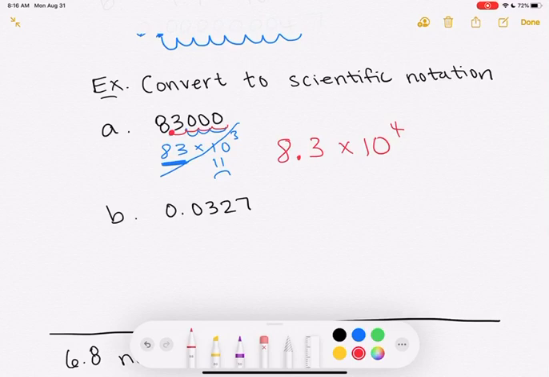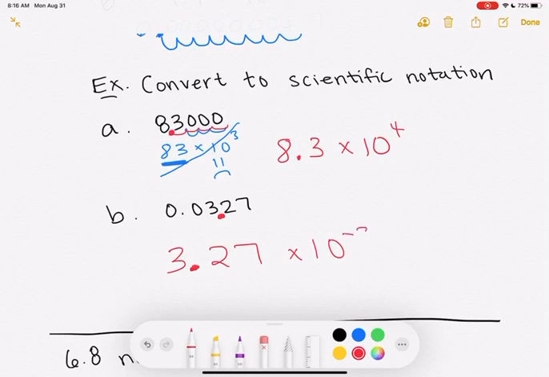Now in this next one, where should I put the decimal to make sure it's between 1 and 10? I don't want to put it before the 3, because that wouldn't be between 1 and 10. 32.7, that's not between 1 and 10. I want to put the decimal here. 3.27, that number is between 1 and 10. So I have 3.27 times 10 to the, what do you think? This one's going to be negative 2.